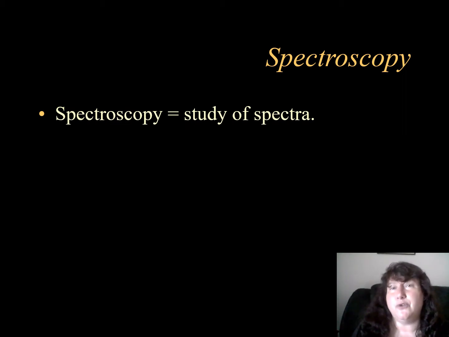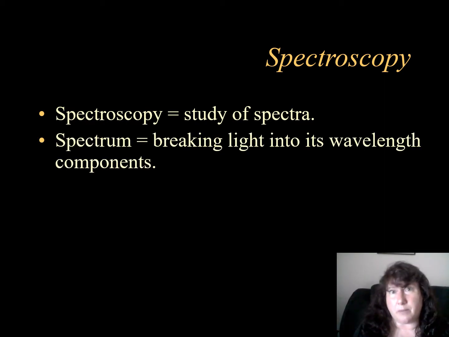We can also use the light to tell us what elements make up that star or that gas. And so in order to do that, we need to use what we call spectroscopy. Spectroscopy is the study of spectra. Spectrum is the breaking of light into its wavelength components. And in this course, there's 3 different kinds of spectra that we're going to look at. Spectra being the plural of spectrum. Okay, so there's 3 different kinds of spectra we're going to look at.